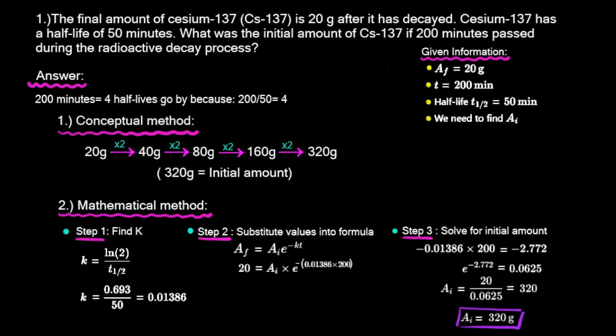After 2 half-lives, 40 times 2 is 80 grams. After 3 half-lives, 80 times 2 is equal to 160 grams. After 4 half-lives, 160 times 2 is equal to 320 grams. So the initial amount of cesium-137 is 320 grams. Because we are moving backward in time, we multiply by 2 each time instead of dividing by 2. We do this 4 times since 4 half-lives have passed.